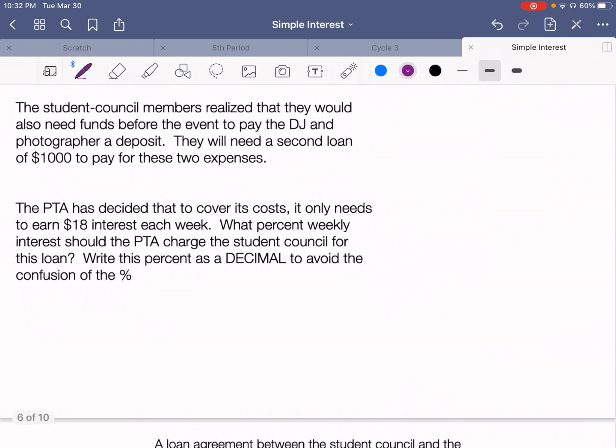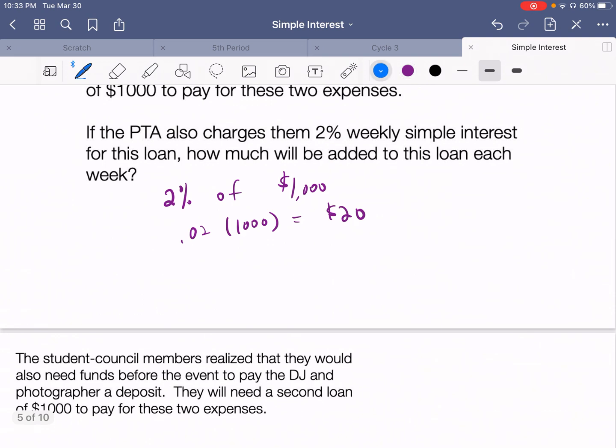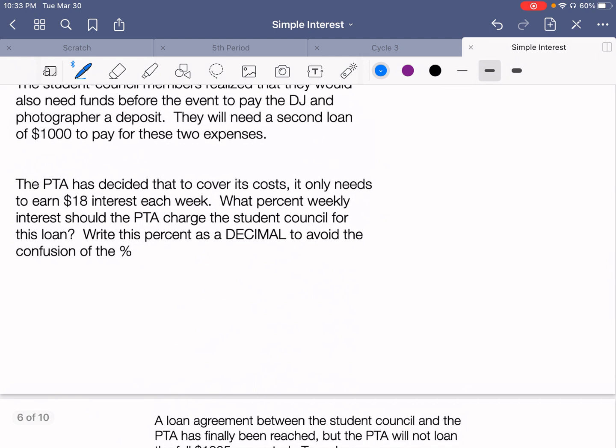And the student council member, okay, so yada, yada, yada. The PTA has decided to cover its costs. It only needs to earn $18. So as they say, look, $20, that was too much, right? We're not trying to make money off the kids. We just need $18. So what percent would they have to charge?